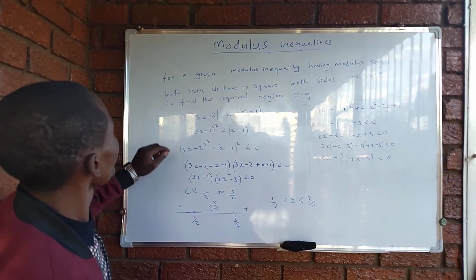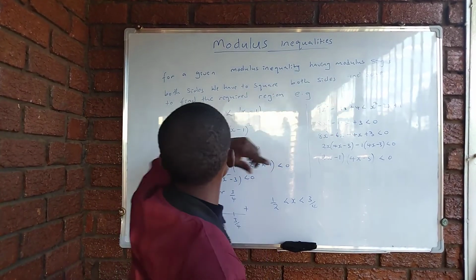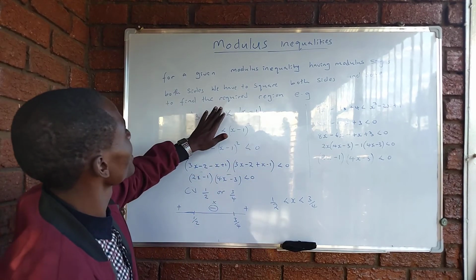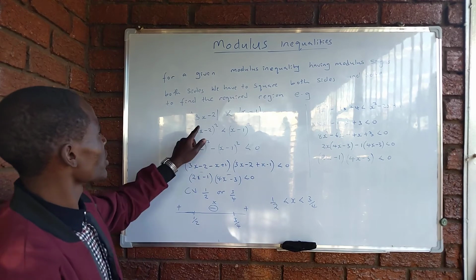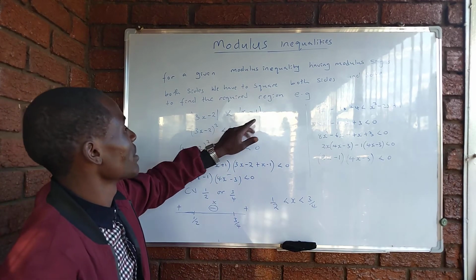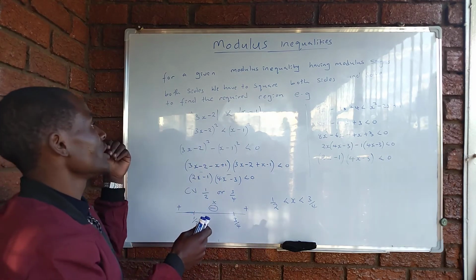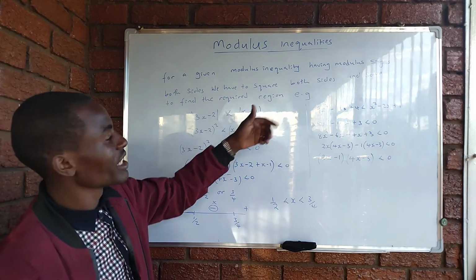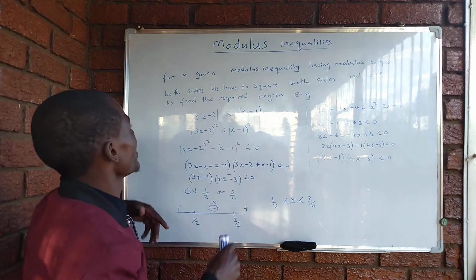Right. For a given modulus inequality having modulus signs on both sides, we have to square both sides and solve to find the required region. Right? So now consider modulus 3x minus 2 is less than x minus 1. When there is a modulus on one side only, there is a short method: plus or minus, less than gives both negative and positive. Then greater than in the modulus on one side.